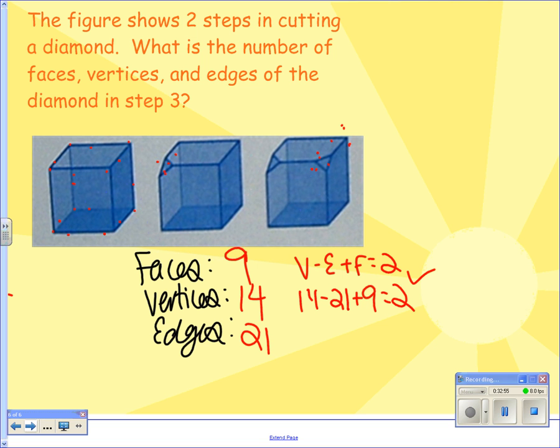But that doesn't necessarily mean I did it correctly. I could have miscounted on 2 of them. But if you feel like you at least did 2 of them correctly, then your third one was probably right. Does that make sense? Any questions there?